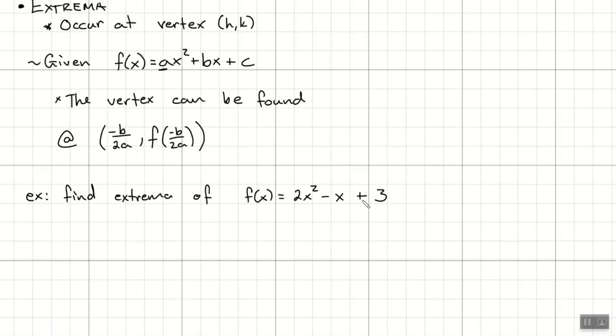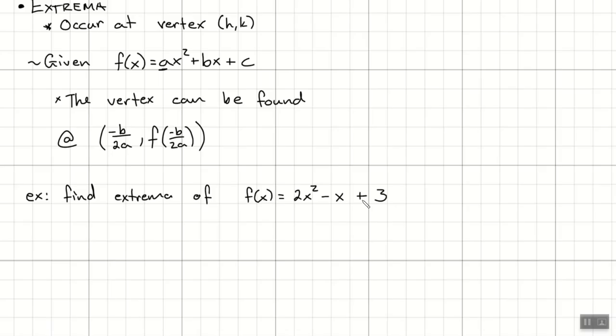All right. Real quick, am I going to find a minimum or a maximum? Minimum. Why? A is positive, which means it's a smiling parabola, which has a smallest value. Okay, so I know that there's going to be a minimum.